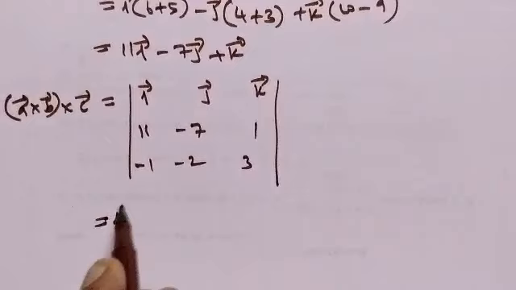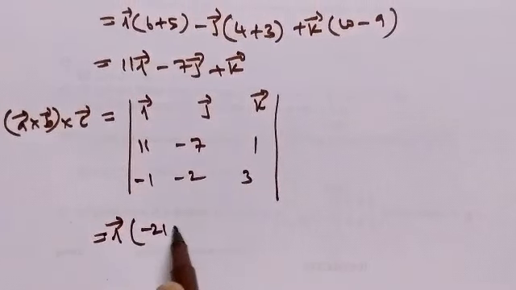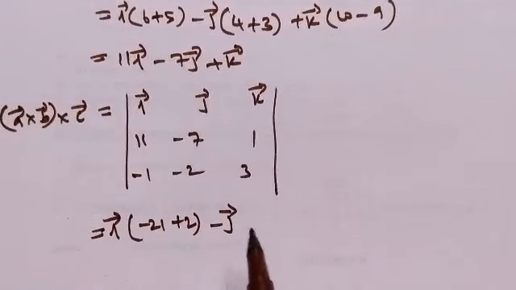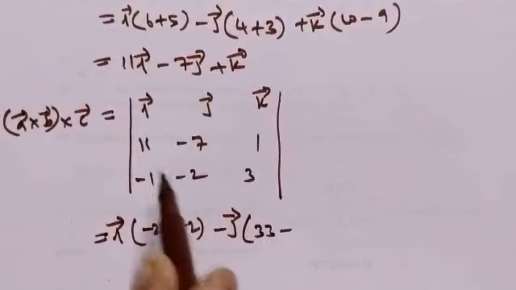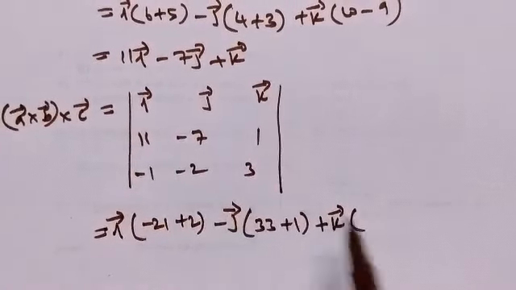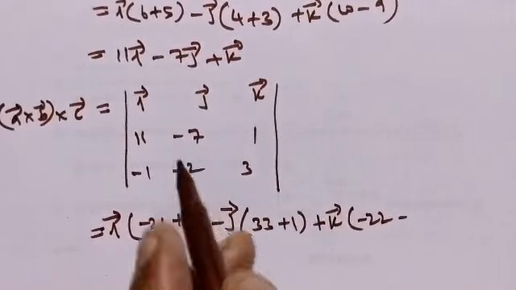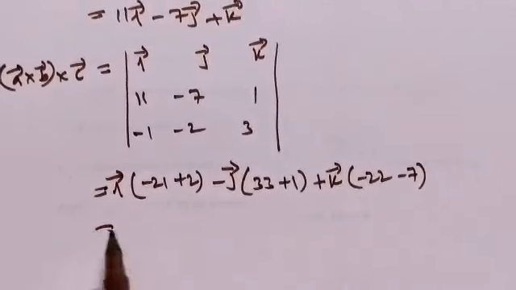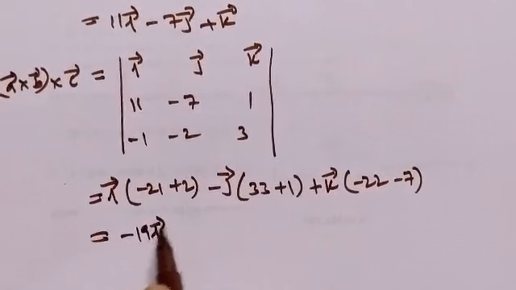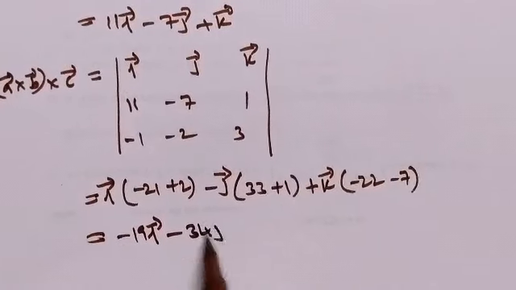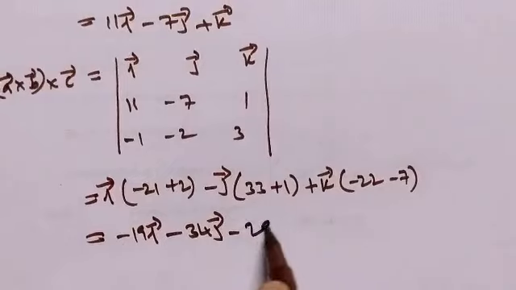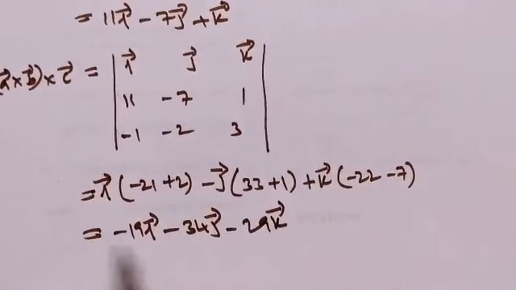So, expand by R1. So, I vector into minus 7 into 3 is minus 21, minus 2 into 1 is minus 2, minus of minus 2, plus 2. Next, minus J vector into 11 into 3 is 33, minus of minus 1 into 1 is minus 1, minus of minus 1, plus 1. Next, K vector into 11 into minus 2 is minus 22, minus 1 into minus 7 is plus 7. So minus 21 plus 2 is minus 19 I vector, 33 plus 1 is 34, minus 34 J vector, minus 22 plus 7 is minus 15 K vector. So this is equation number 1.